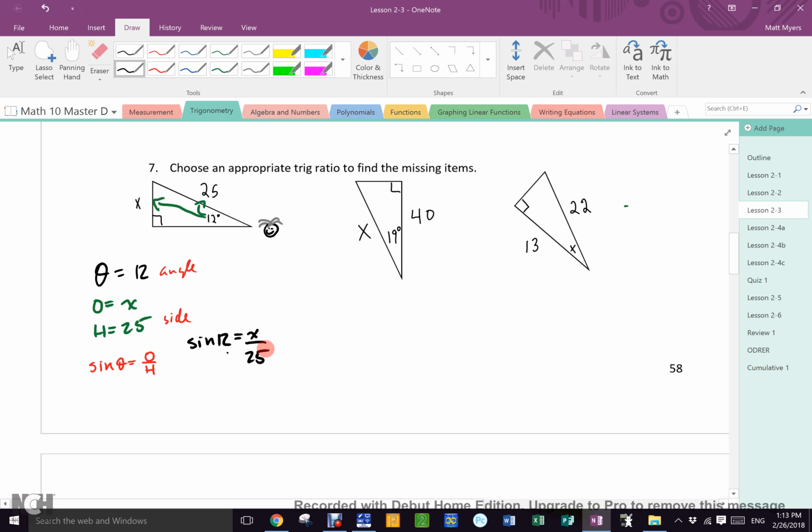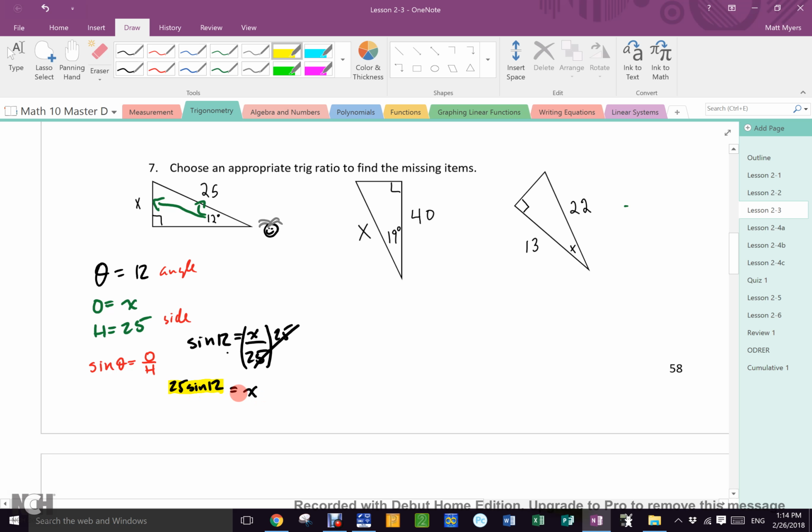In algebra, to get x by itself, I must get rid of this divide 25, yes? What operation gets rid of division in algebra? Multiply. So I multiply this side by 25, cancel, cancel, and now x is all alone. If I multiply this side by 25, I have to multiply this side by 25. And now, and only now, do I go to my calculator to enter this.